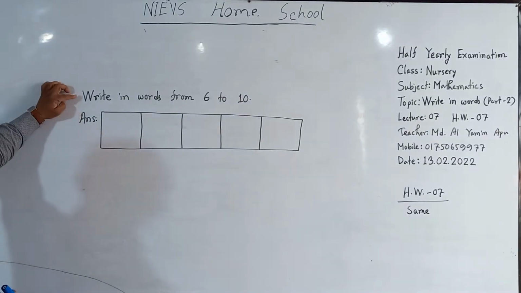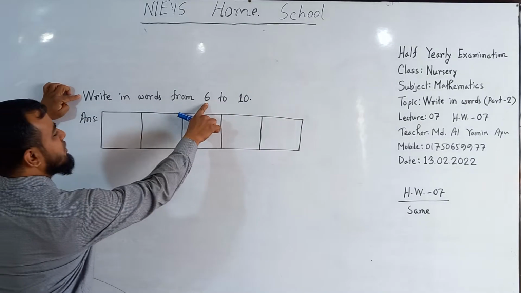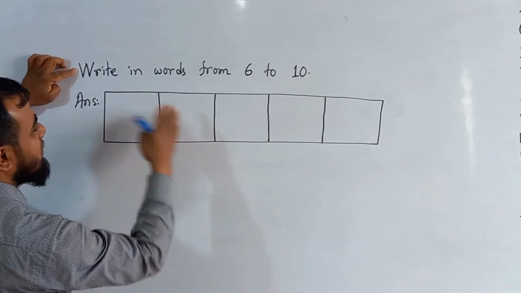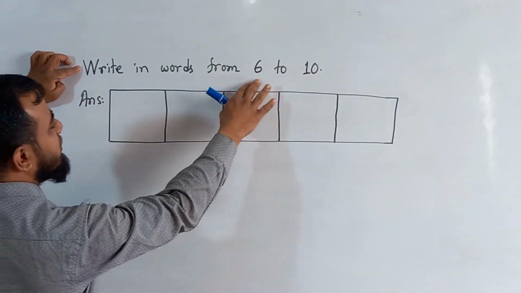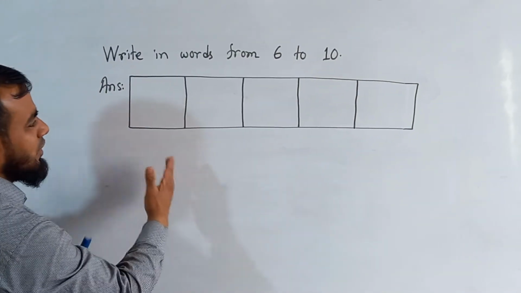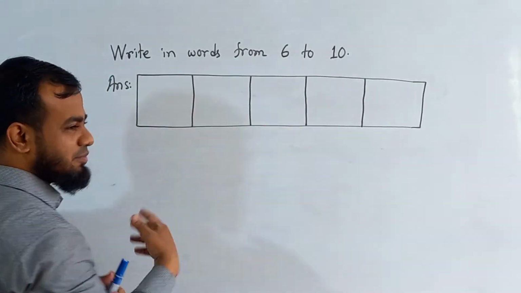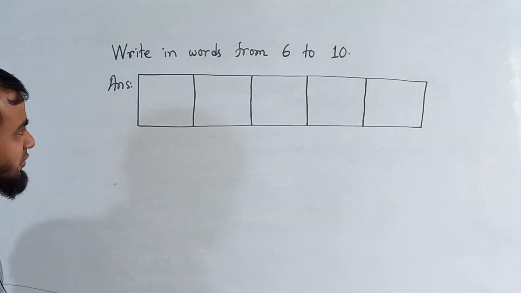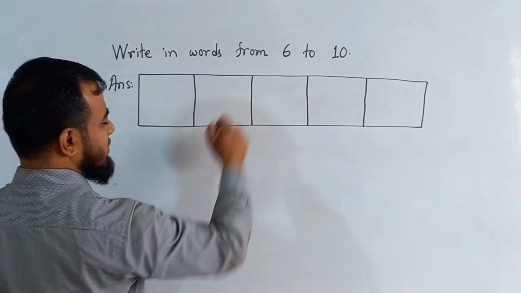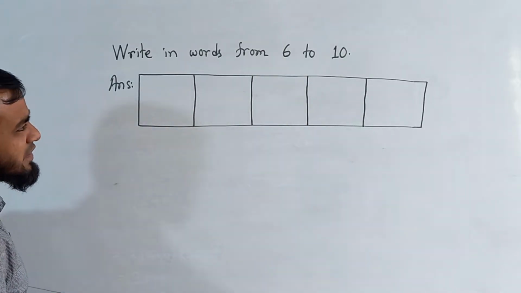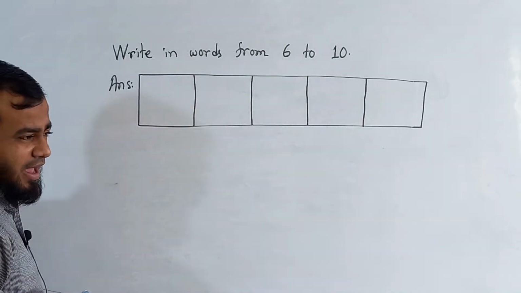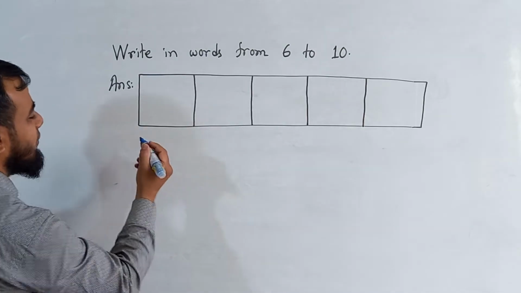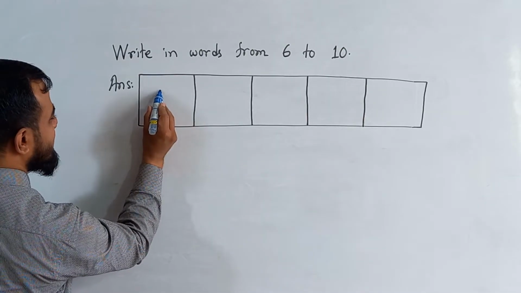The students, look at the question. The question is write in words from 6 to 10. I repeat, write in words from 6 to 10. This means that we will write down the spelling of the numbers from 6 to 10. And the first number is 6. What is the spelling of 6? It's S-I-X, 6. I repeat, it's S-I-X, 6.